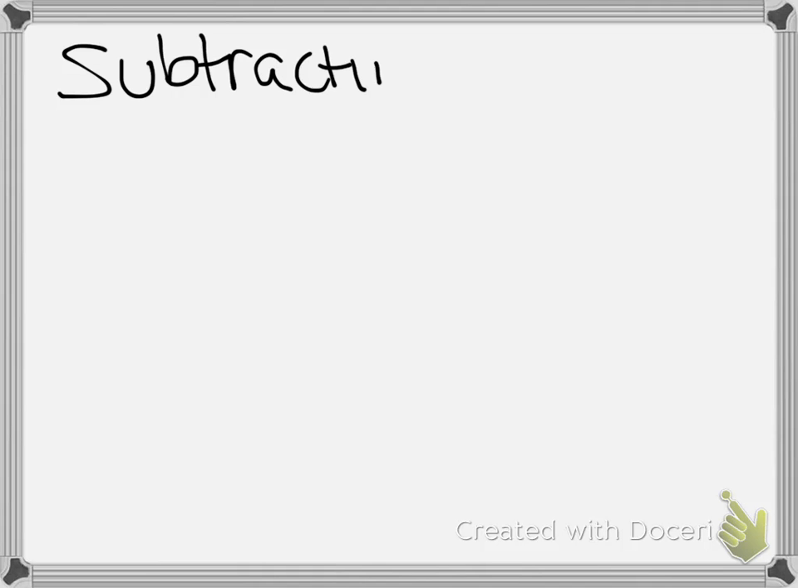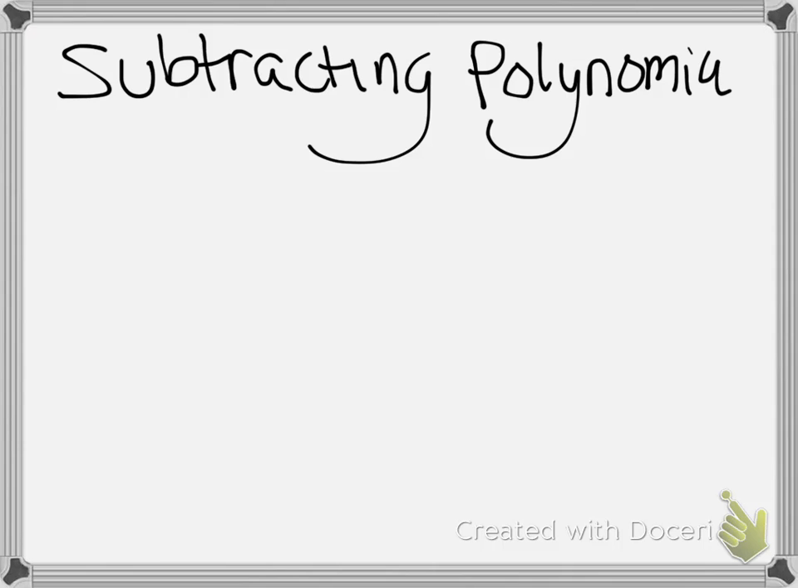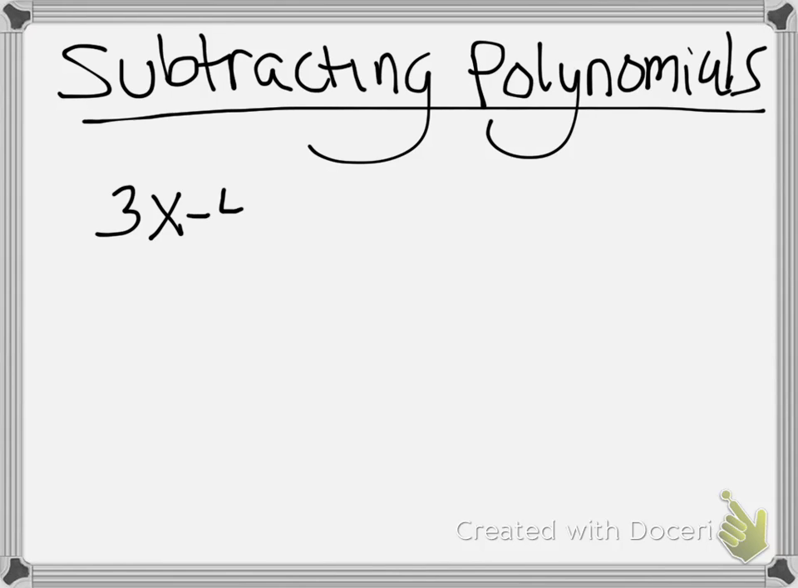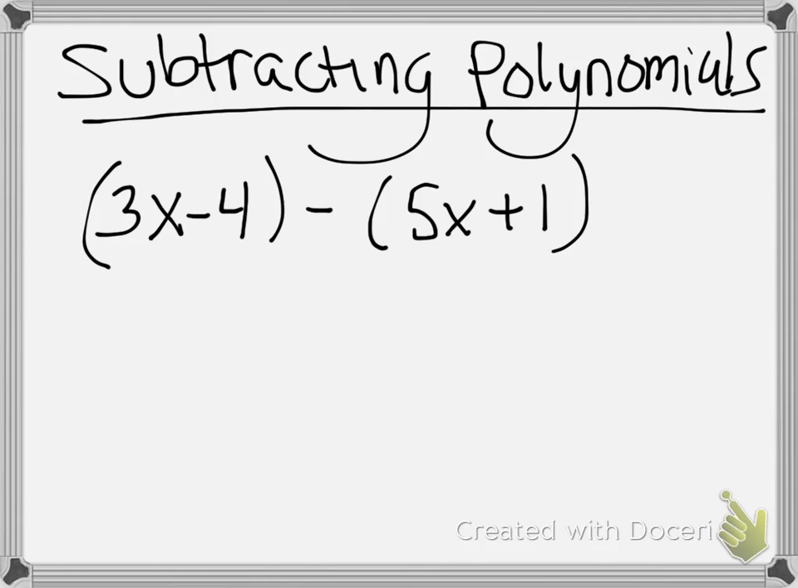Subtracting polynomials gets a little bit more tricky. You just have to be careful with the subtraction sign and distributing it through. You just got to remember again, you can only add and subtract like terms. So if you have 3x minus 4 minus 5x minus or plus 1. This minus right here, you're minusing the 5x and you're minusing the 1.